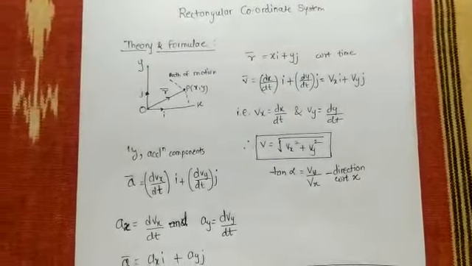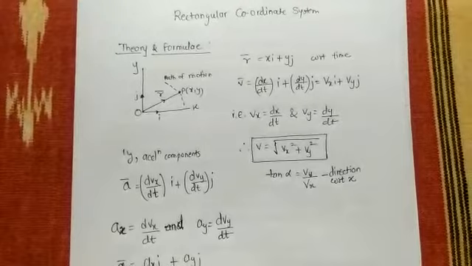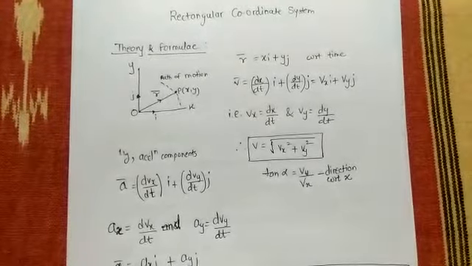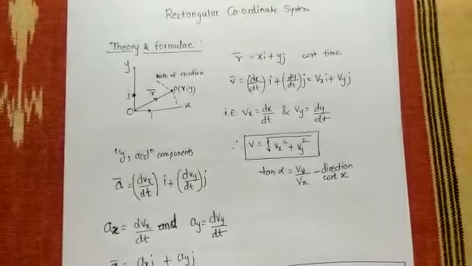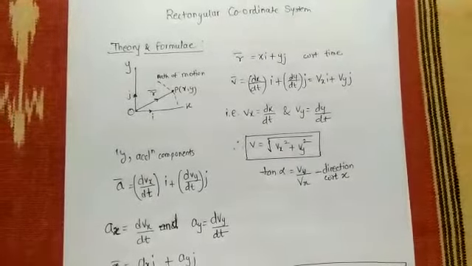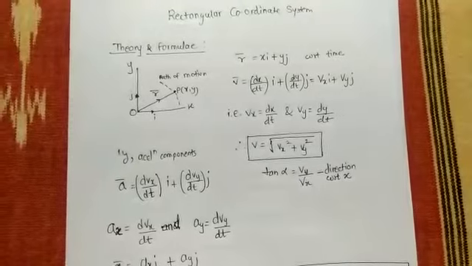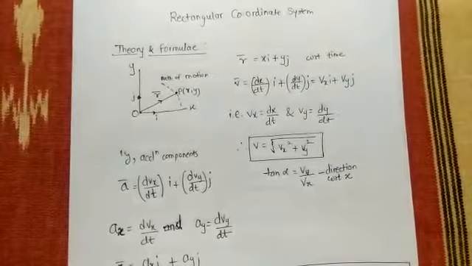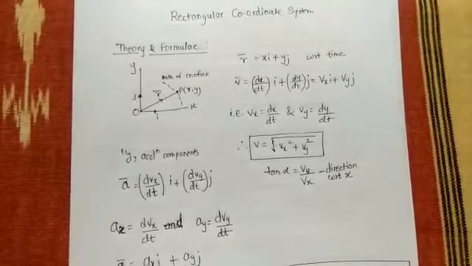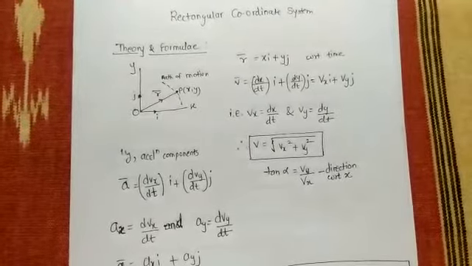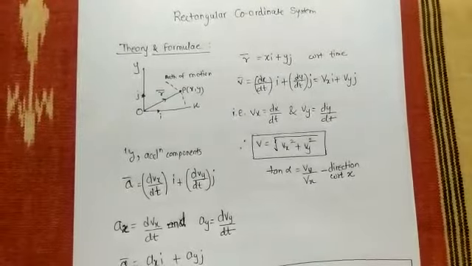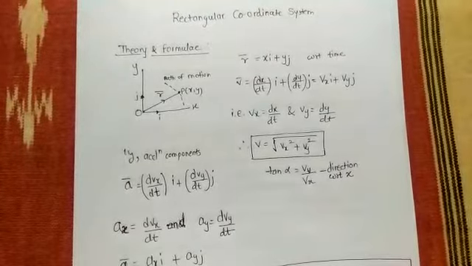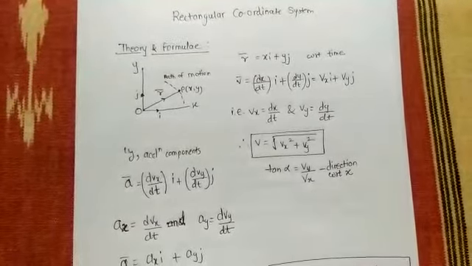Hello everyone. Now we will study rectangular coordinate system. The motion is of two types. You are already aware about the rectilinear motion, that is motion of a particle along the straight line. Now we will study curvilinear motion, that is motion along a curve, in three coordinate systems. The first one is rectangular coordinate system, second normal and tangential coordinate system, and third radial coordinate system, or you can say polar coordinate system.